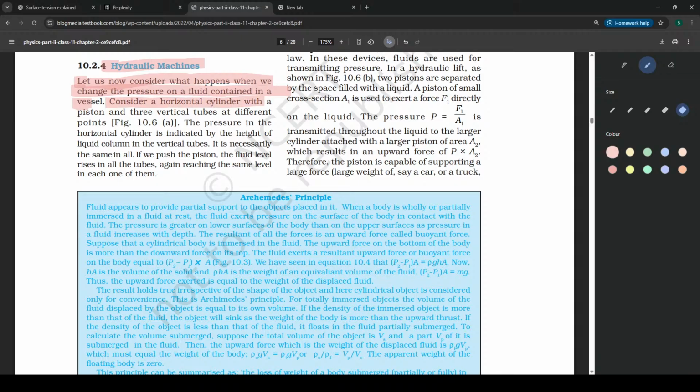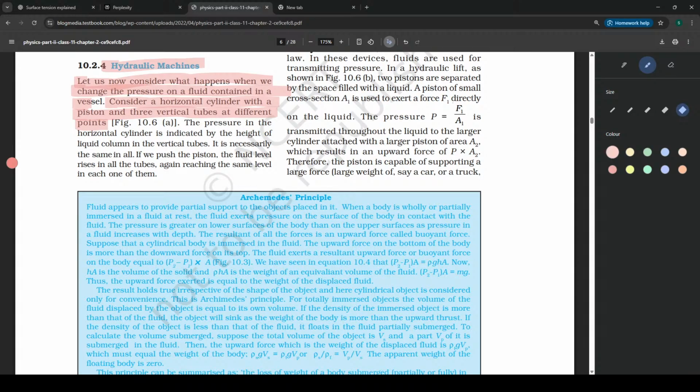Consider a horizontal cylinder with a piston and 3 vertical tubes at different points. We consider what happens when we change pressure on a fluid contained in a vessel. There is fluid contained in a vessel. Now what will happen if we apply a new pressure on this fluid?